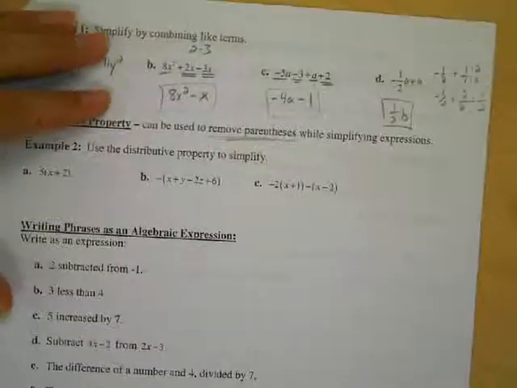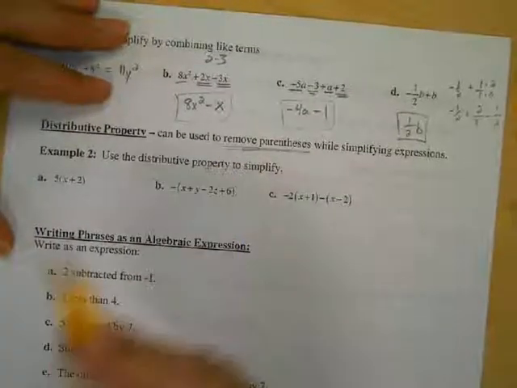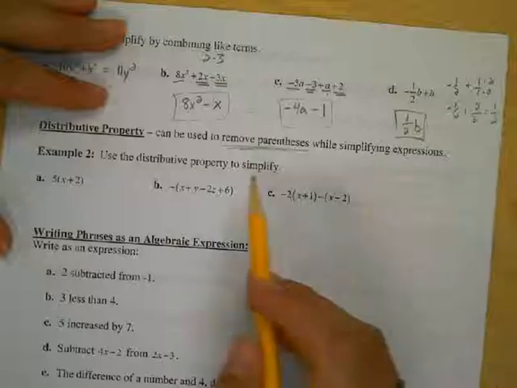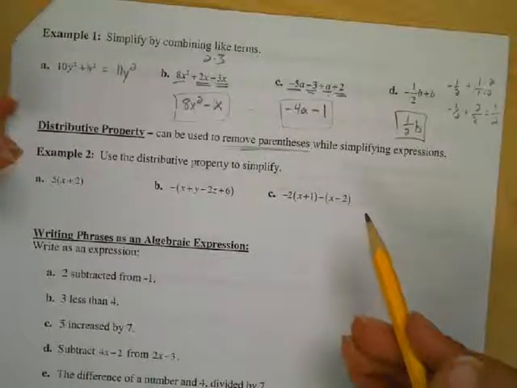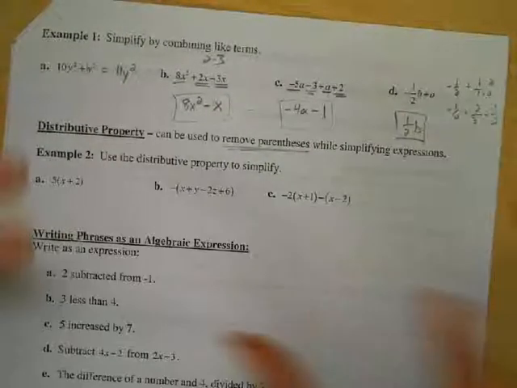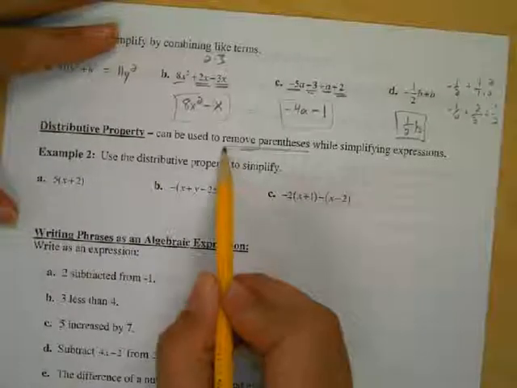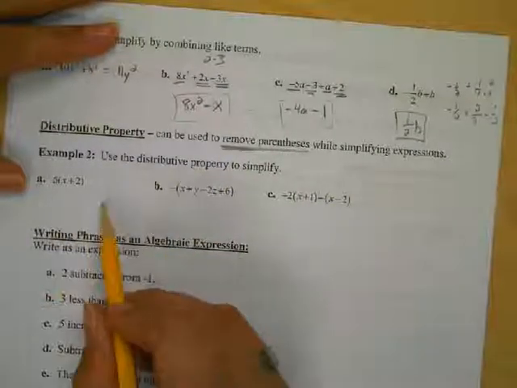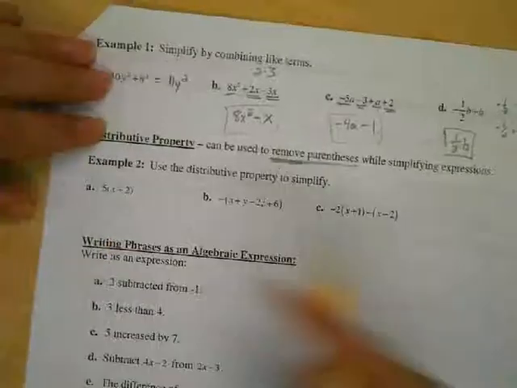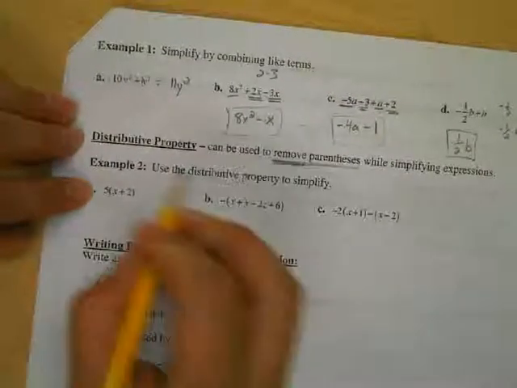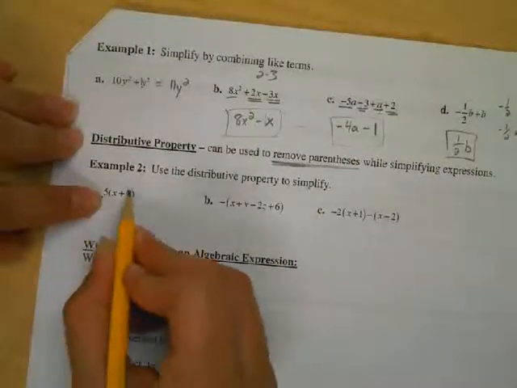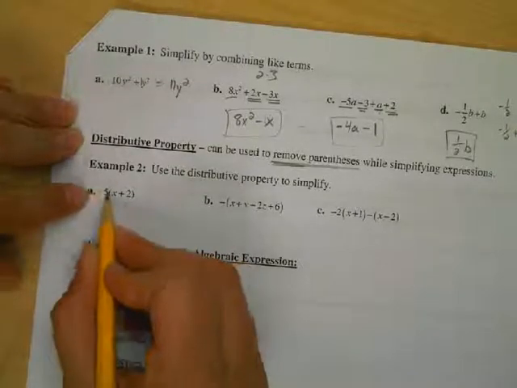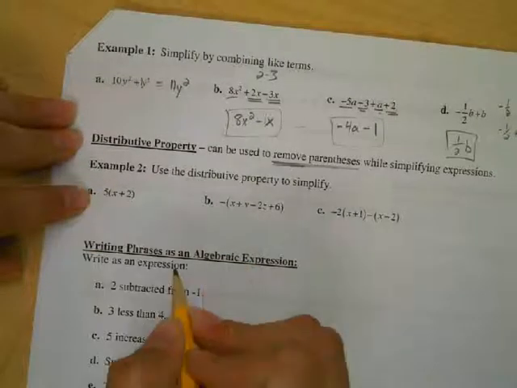Okay? I noticed in Unit 1 that a lot of students are not removing parentheses when they distribute. When you distribute, the parentheses go away. That's kind of the point of it. So make sure that after you distribute, you don't keep the parentheses. So for instance, this means 5 times everything inside the parentheses, 5 times the sum of x and 2.